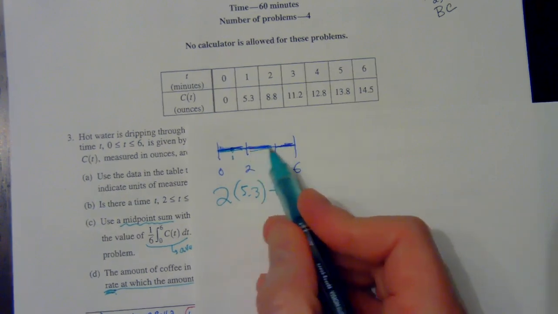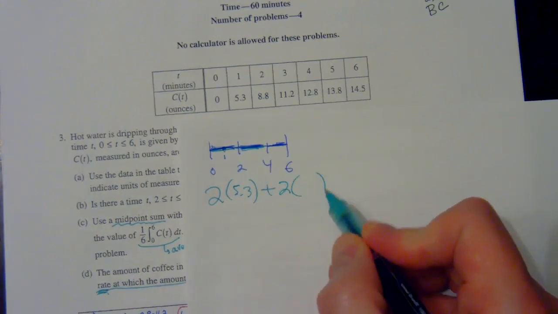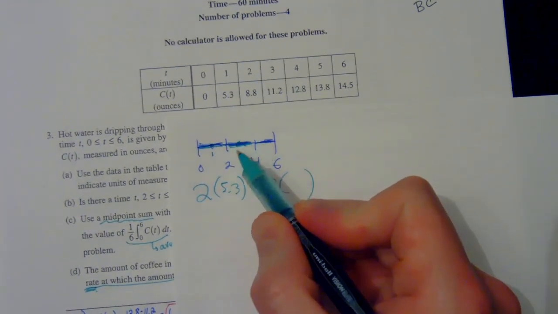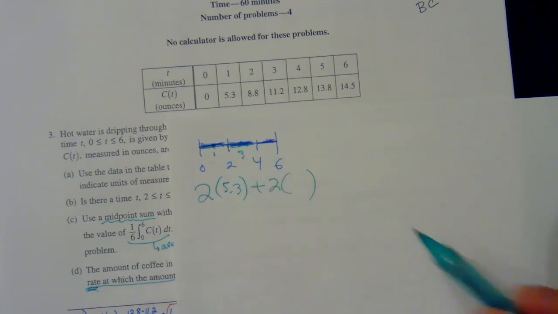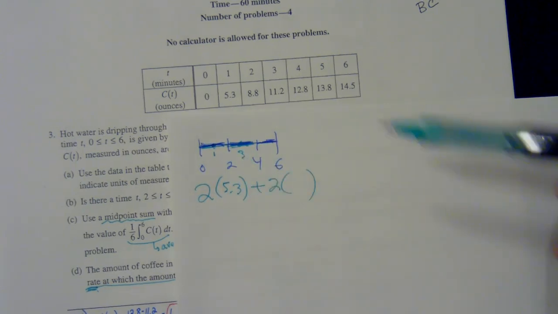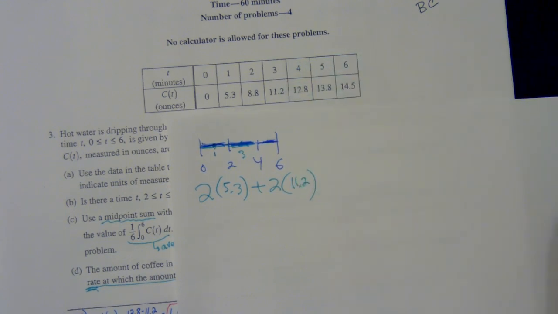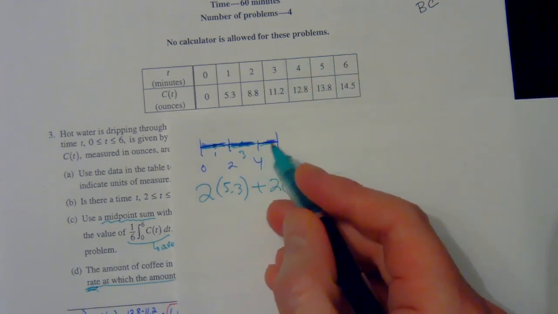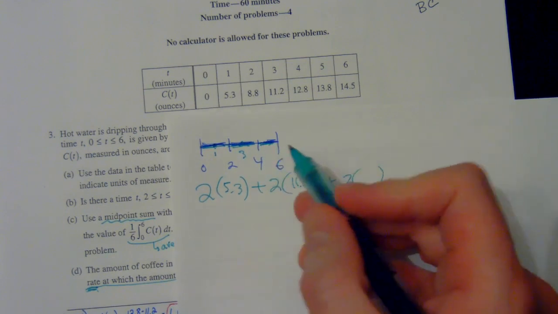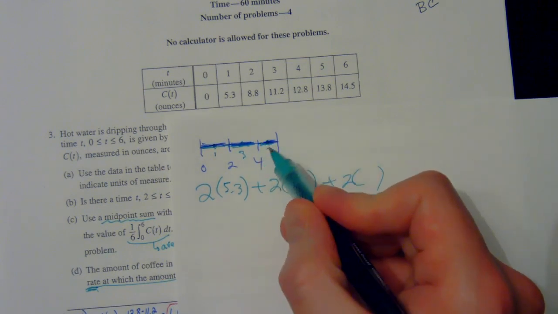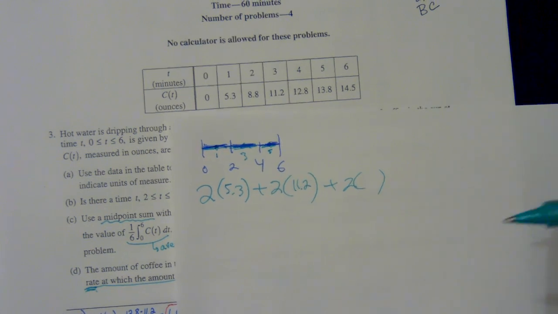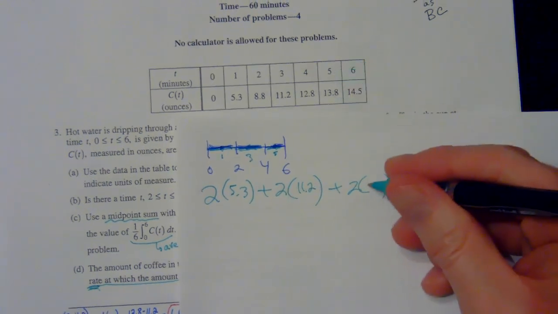And then I know this rectangle, the bottom is also going to be 2. And then I'm going to go smack dab in the middle between 2 and 4. I'm going to choose the y value when x equals 3. So when x equals 3, that y value is 11.2. And then the last one, again, that bottom part is going to be a 2. But you've got to go smack dab in the middle between 4 and 6 and use the 5. Use the y value at x equals 5, which is 13.8.